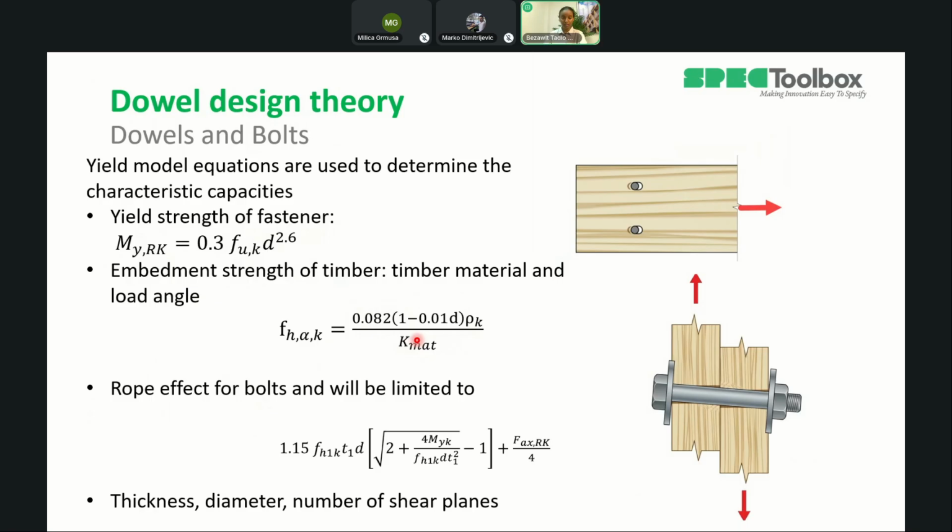We have a k90 factor embedded inside this. k90 varies depending on whether our timber member is GLT, LVL, or solid timber, and we also have an angle adjustment factor. As you can see in this picture, if we have a load parallel to the grain direction of the timber, this has a different capacity than if we have a load in this direction, or a load perpendicular to the grain direction. This will be incorporated into the k_mat factor.